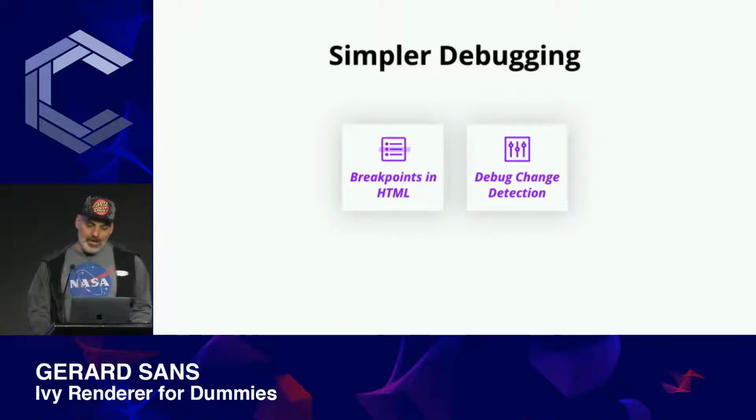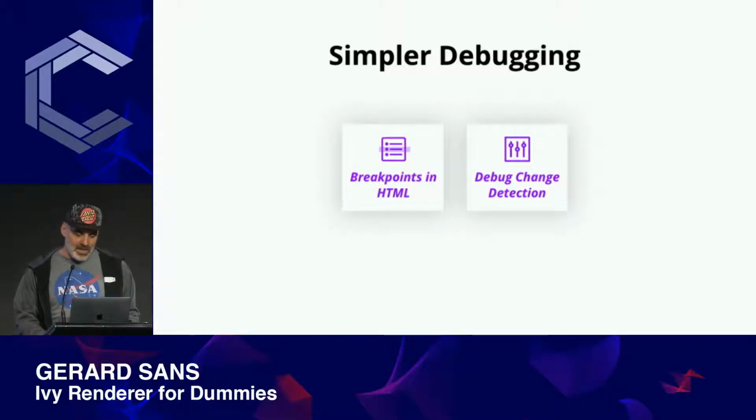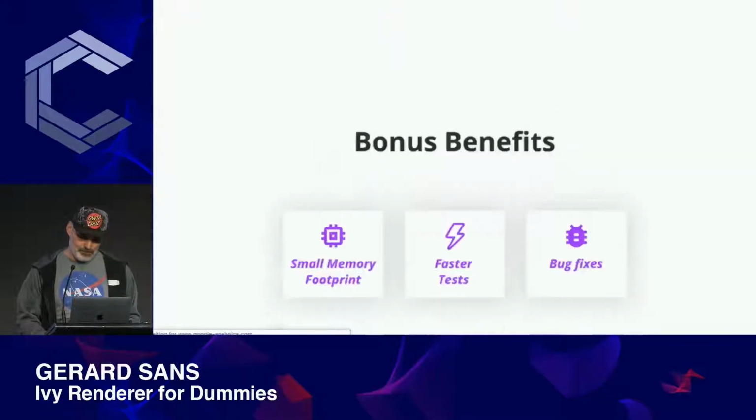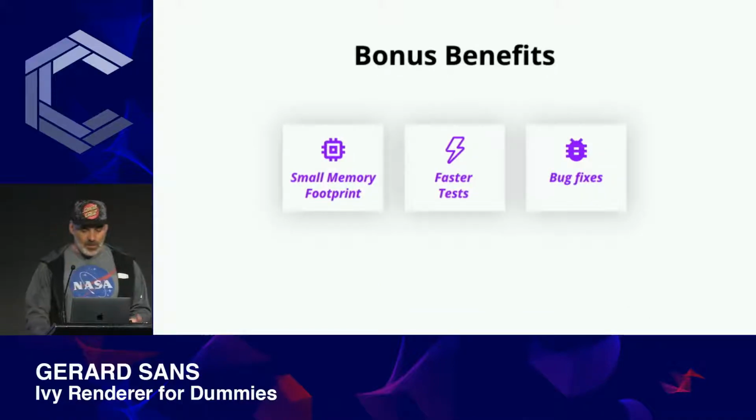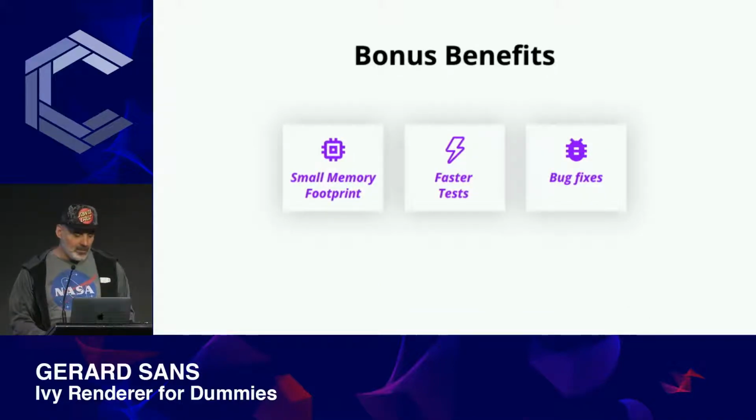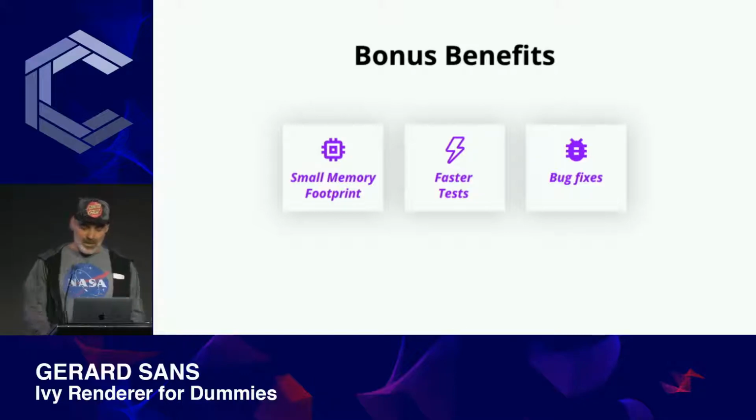What else do we get? We also get simpler debugging. So we get breakpoints in HTML, and we also can debug change detection. So all of the code of the change detection, now we can go and inspect that code. These are some side effects. So what benefits do we get? Well, we get also a smaller memory footprint. I'm going to cover this a little bit more later. We get faster tests. This is also because of the benefits that I was explaining now. And then we also get a bunch of bug fixes that come with Ivy that we had pending. A lot of good stuff.